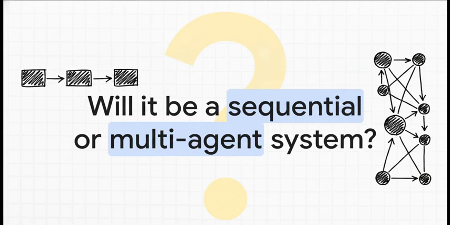So as you sit down to architect your next big idea, I want to leave you with this final thought. Will your next LLM project be a highly efficient sequential assembly line? Or are you building a complex, stateful multi-agent system? Let the structure of your idea dictate the framework you choose.